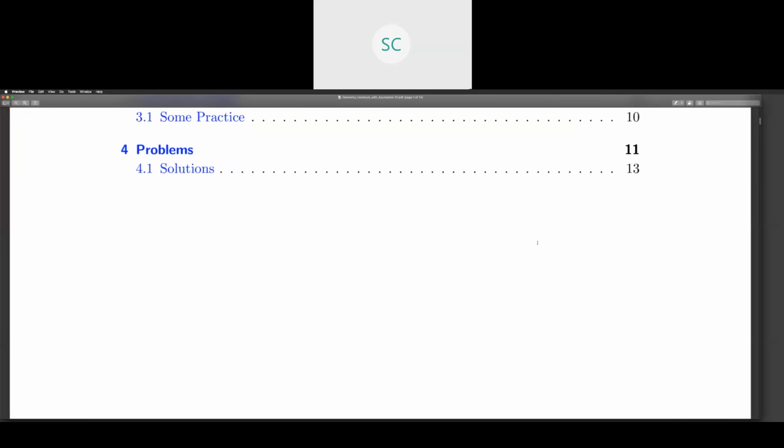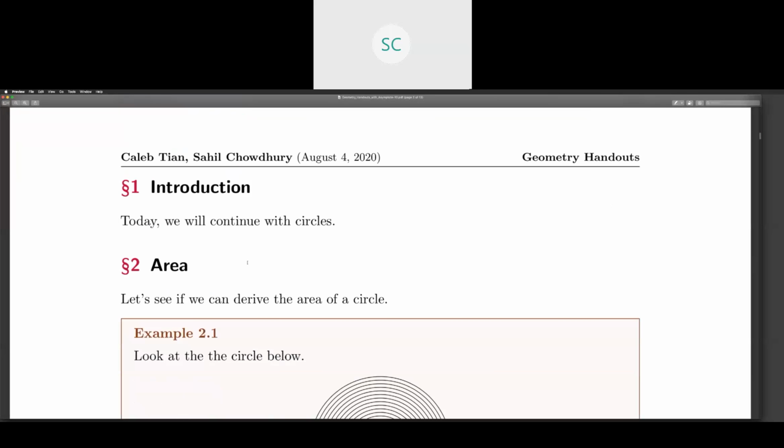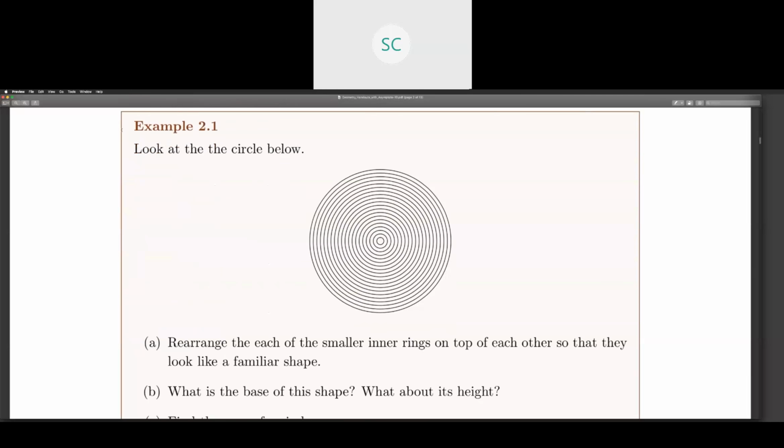Nice. So today we're going to be learning a bit more about circles, and we're going to learn the area of a circle, learn some basic formulas, and then we're going to go on to some weirder areas, and then we're going to get to inscribed angles if we can get to them. So, starting off from this example, we're going to derive the area of a circle.